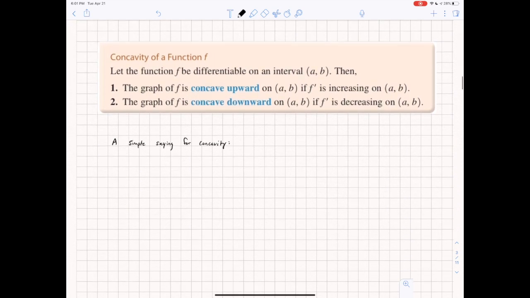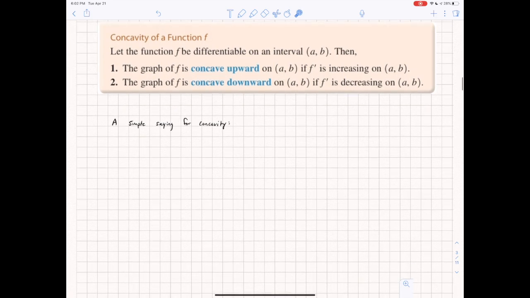So the concavity of a function f. Let the function f be differentiable, meaning again that we are able to derive it on an interval from a to b. So if you were to pick two numbers, I can find the derivative for f and plug in any one of those numbers. Then we have one of two things. We can say that the graph of f is concave upward, so this is concave up, if f prime is increasing on that interval. We can say that the graph of f is concave downward if f prime is decreasing on that interval.